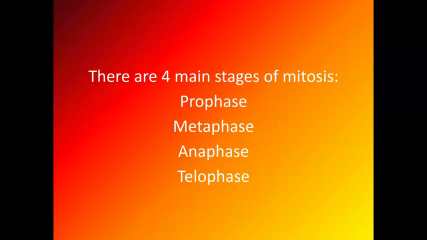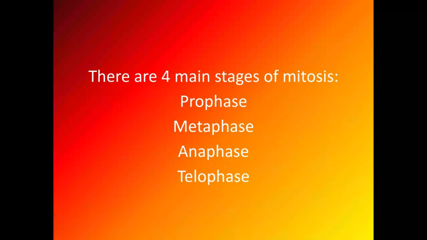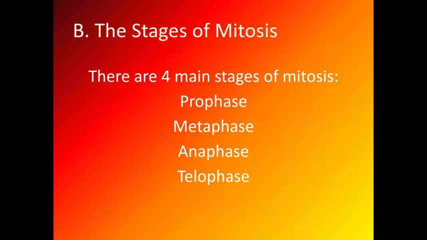So there's four main stages of mitosis. You have prophase, which is first, metaphase, anaphase, and telophase. And again, I always tell students, remember PMAT, it just takes the first letter of each phase and puts them in order, and it might help you remember the order. If you have another way, that's great.